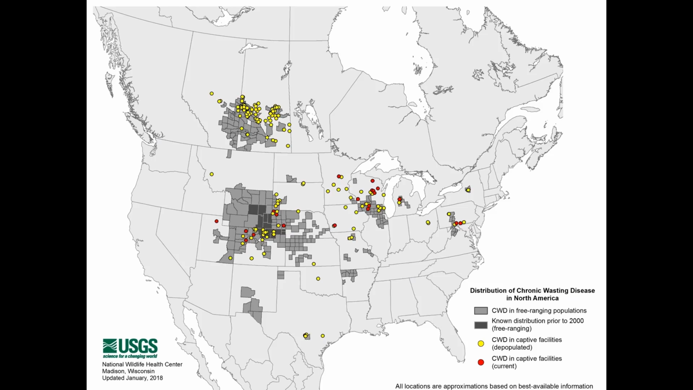Let's fast forward a little bit to today. You can see that this disease has obviously expanded out of that original darker gray shaded area in southeastern Wyoming and northeastern Colorado, and now it's detected pretty much across North America, including 3 provinces up in Canada.